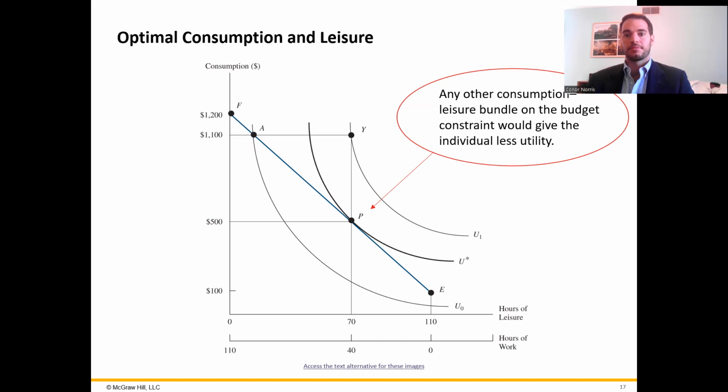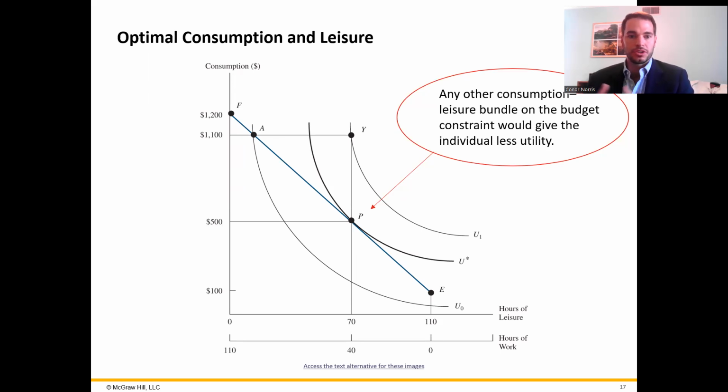If the person chose to be on U0, they could choose point A because that lies along that indifference curve, U0. The problem is they'll be giving up satisfaction with nothing to make up for it. That's not something that they would choose to do.